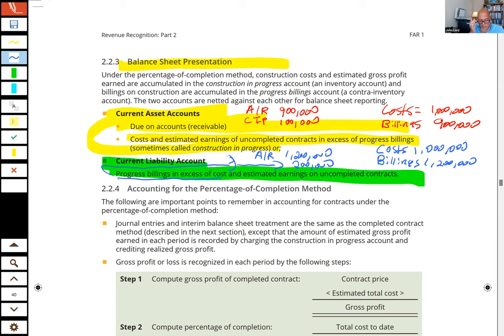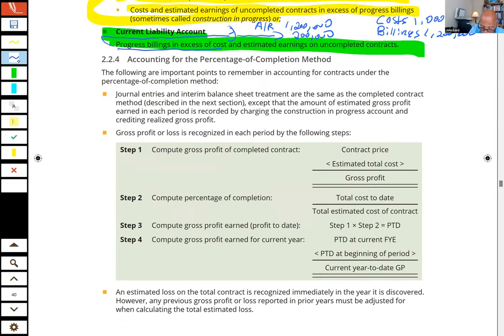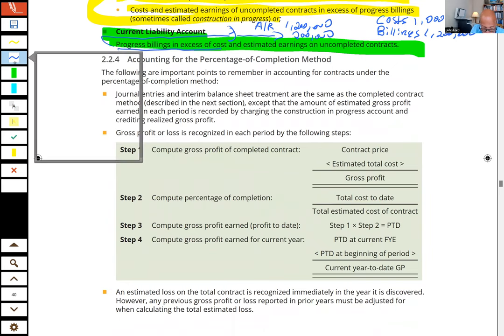Now, again, the examiners don't get much into the balance sheet presentation, but I think it's worthwhile for you to understand that. You always have whatever you build as accounts receivable, but you could have a current asset if your costs are in excess of your billings, or a current liability if your billings are in excess of your cost. Okay. Now you come down and let's take a look at how we're going to estimate the profit. That's where they're going to be focusing on.